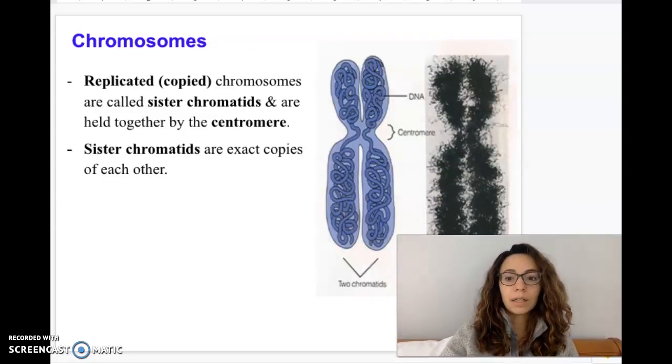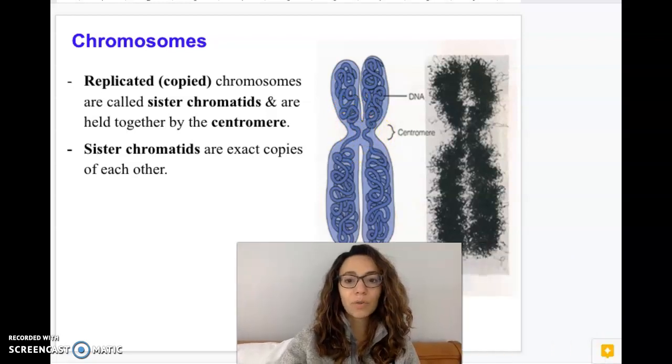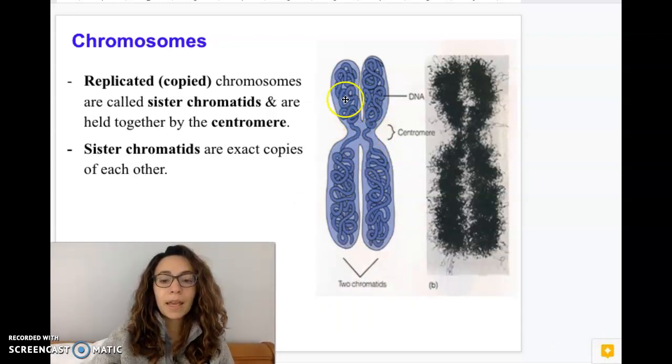So let's look again. The replicated chromosomes are called sister chromatids. They're held together in the center by a centromere. And again, the sister chromatids are exact copies of one another. And this is actually what it looks like on a scanning electron microscope. So we can actually see all these little tiny pieces of DNA. Pretty cool.